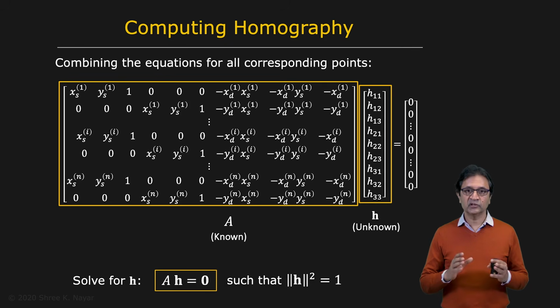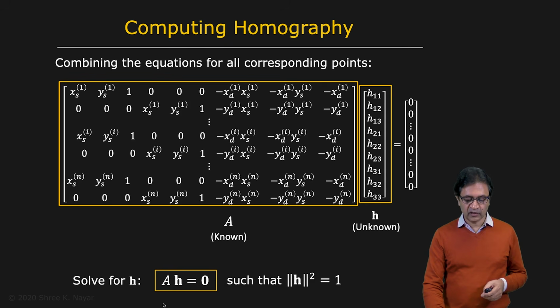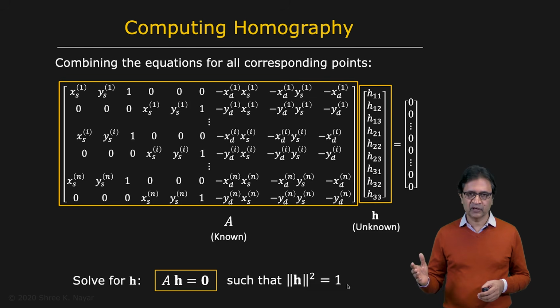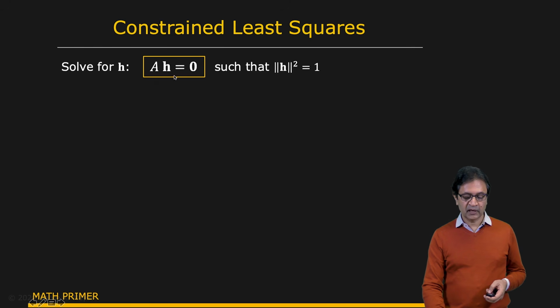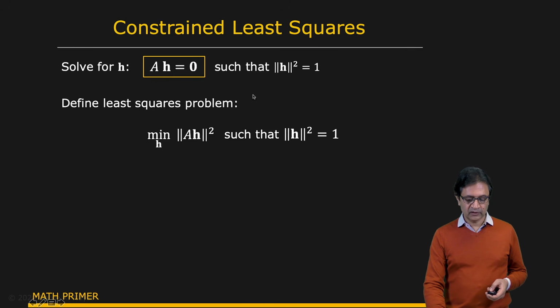equal to 1. So I should mention that problems of this form, AH equal to 0 such that the magnitude of H squared is equal to 1, pop up very often in many different domains, not just in computer vision. So it's a very common problem, and we solve it using what's called constrained least squares. So we want to solve for H such that AH is equal to 0, while the magnitude of H squared is equal to 1. And so we want to define this as a least squares problem, where we want to find H that minimizes the magnitude of AH squared, that's why it's least squares, such that the magnitude of H squared is equal to 1.